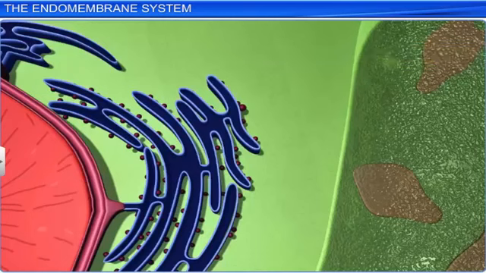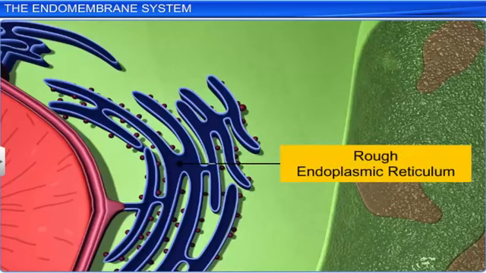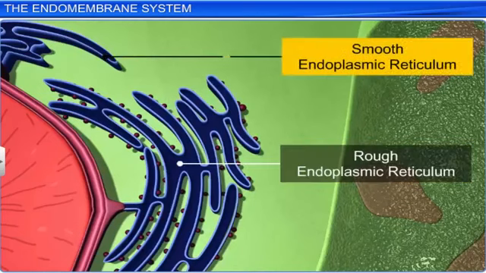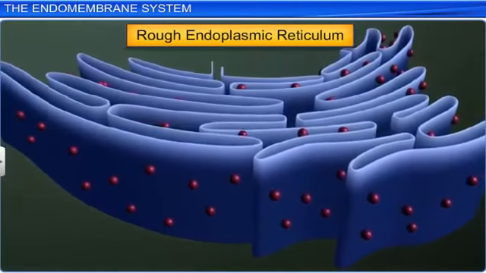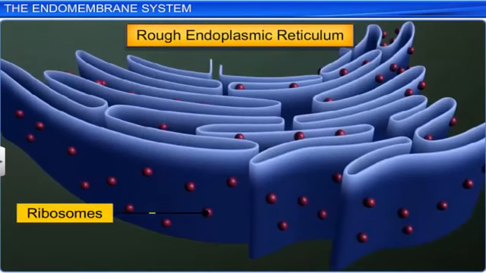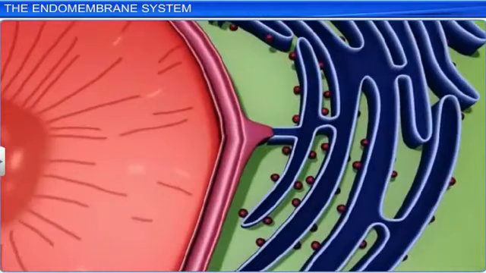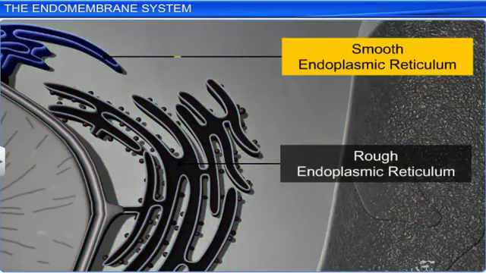There are two types of endoplasmic reticulum: rough endoplasmic reticulum, or RER, and smooth endoplasmic reticulum, or SER. The rough endoplasmic reticulum has ribosomes attached to its surface and is mainly found in cells actively involved in protein synthesis and secretion. They are continuous with the outer membrane of the nucleus. The smooth endoplasmic reticulum, on the other hand, is devoid of ribosomes and hence appears smooth.